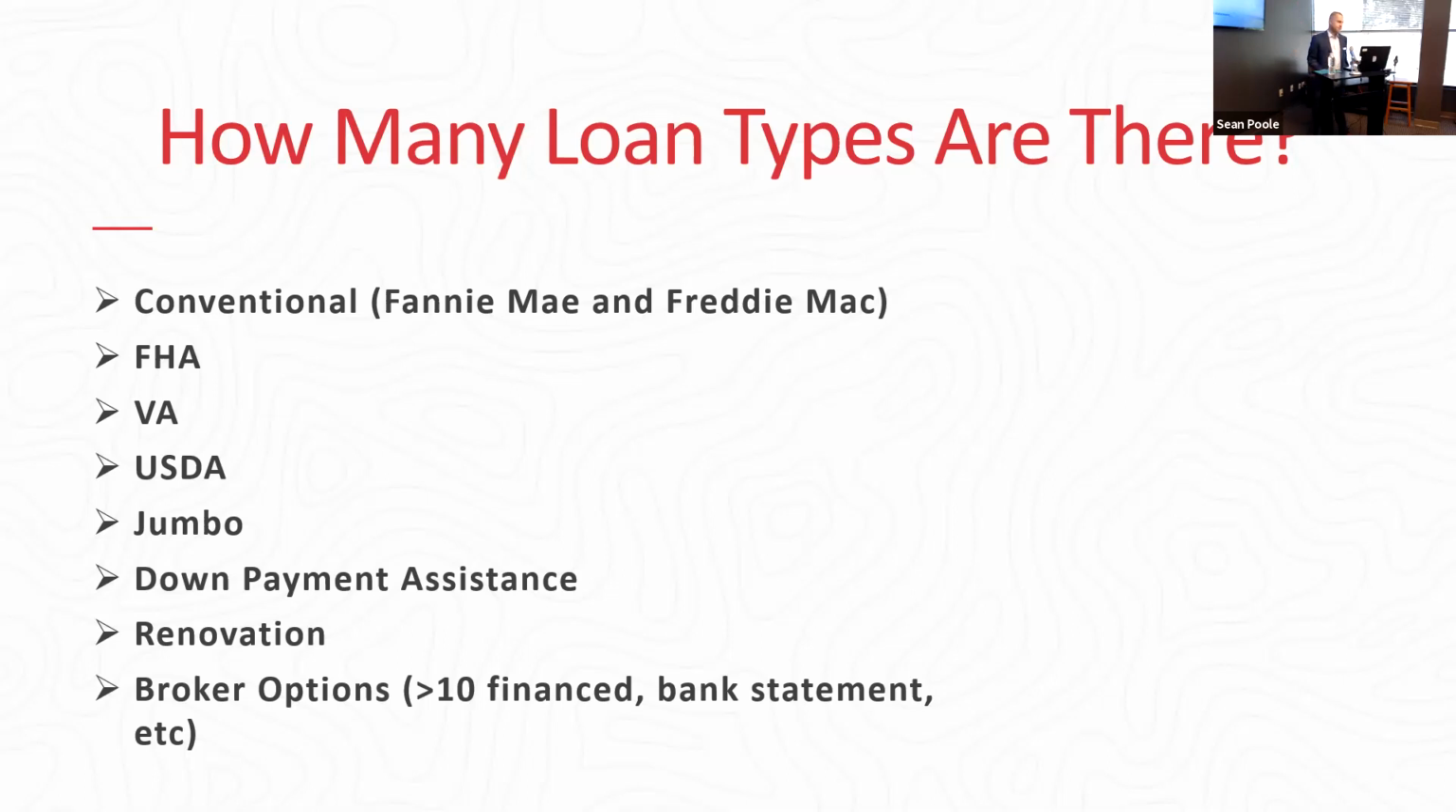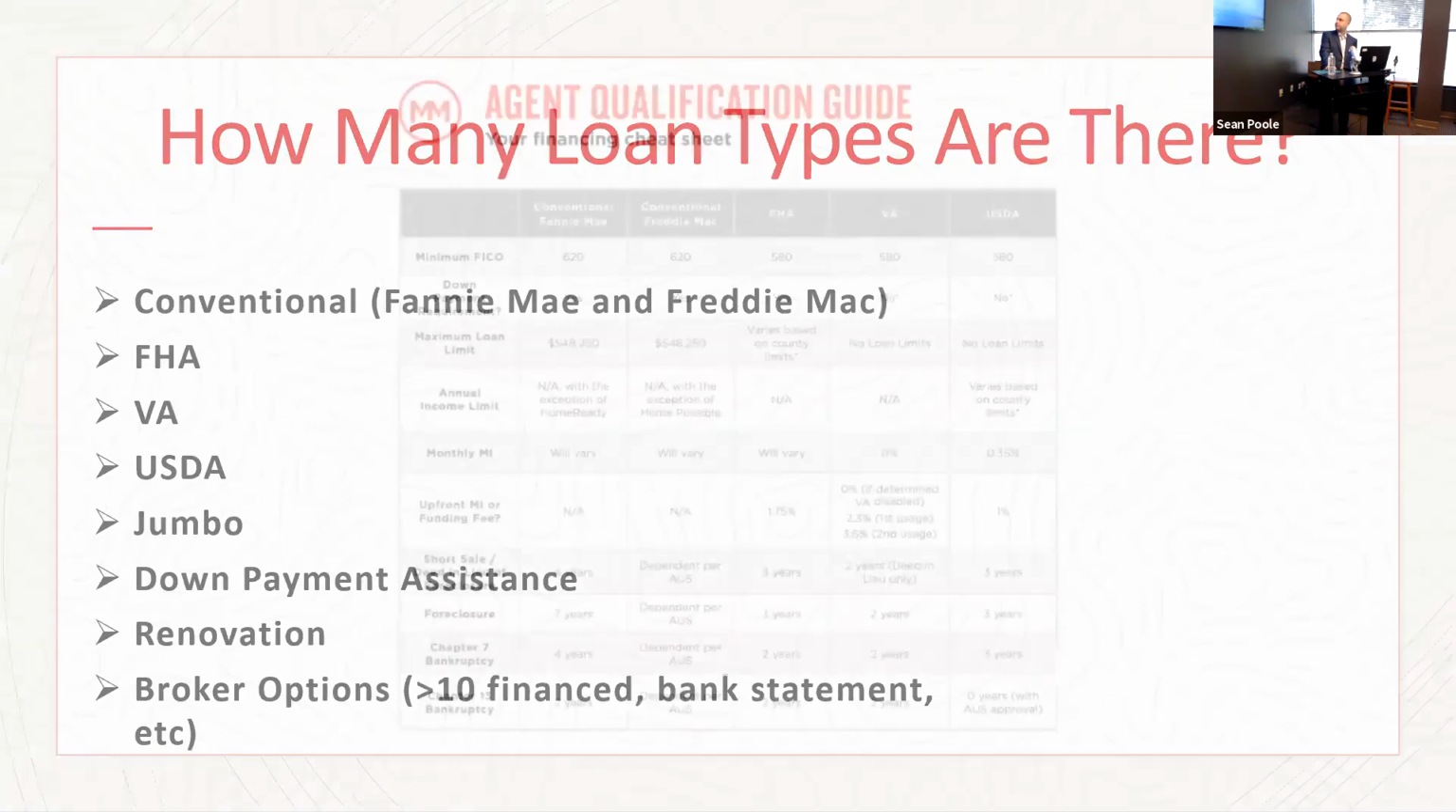So if you have clients that are investors and they're buying multiple investment properties and they need to qualify a different route, or if they have more than 10 financed properties, or they have bank statement programs, things like that, for people that don't quite qualify for conventional loans. So we'll touch on some of those options.